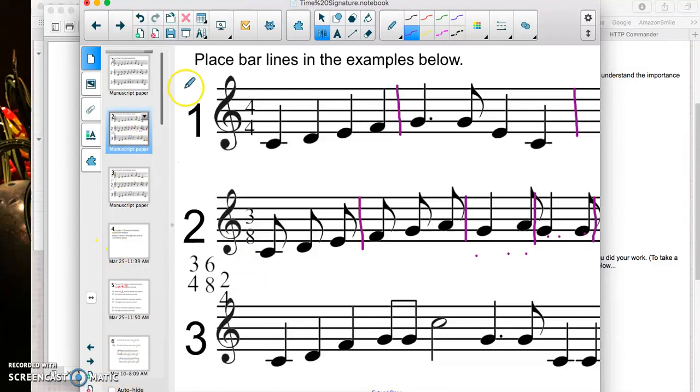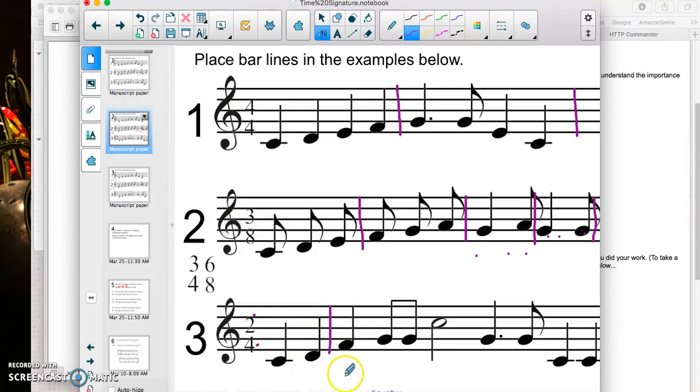If I do the third example here, and I hope you're getting the hang of this, let's say that number 3 is in 2/4 time. And I say, okay, draw the bar lines in this 2/4 time. 2/4, 2 beats per measure. There are 2 beats per measure, and the quarter note receives the beat. So I can have 2 quarter notes in a measure. Here's 2 quarter notes, 1, 2.